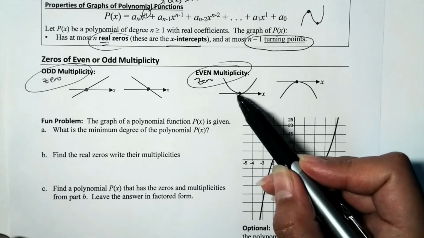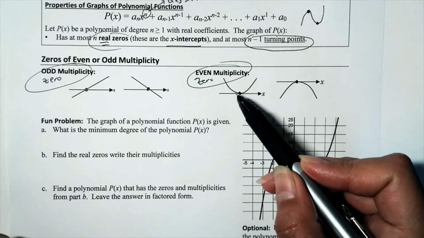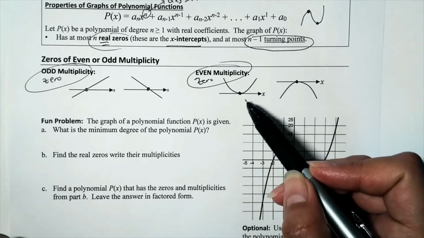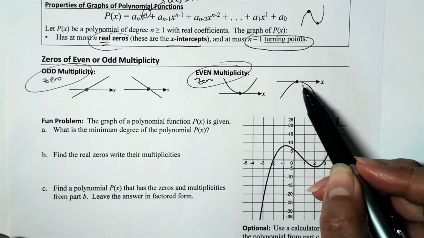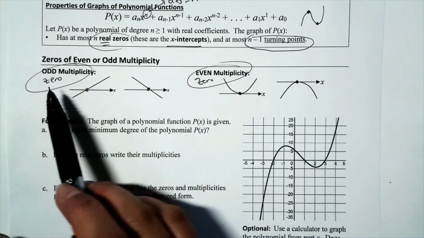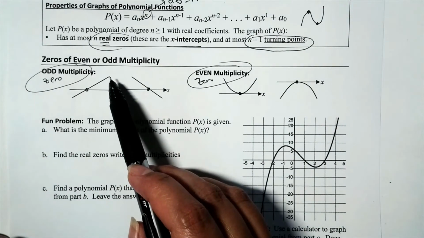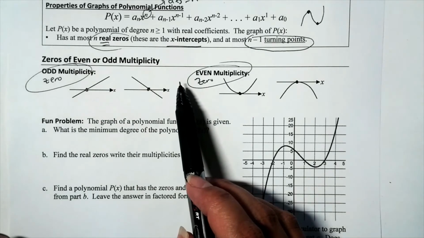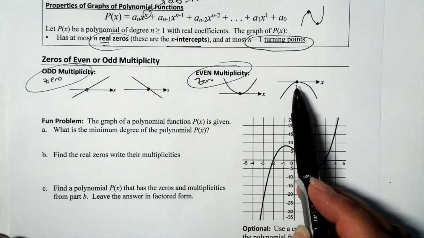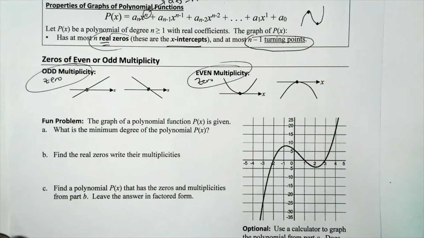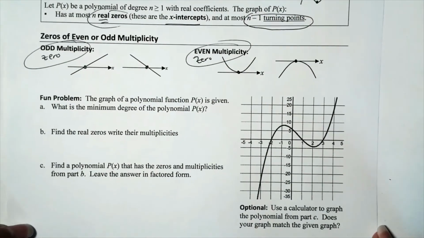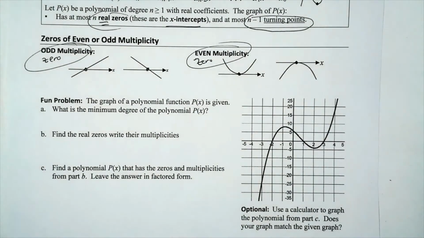In semi-English, it's going to bounce off, so that's it. So touch and go. It's like saying kiss and say goodbye. Okay, so zeros of odd multiplicity, we cross the x-axis. Zeros with even multiplicity, we're tangent, so we touch only at one point, so we kiss and say goodbye. Okay, so let's look at the next fun problem.